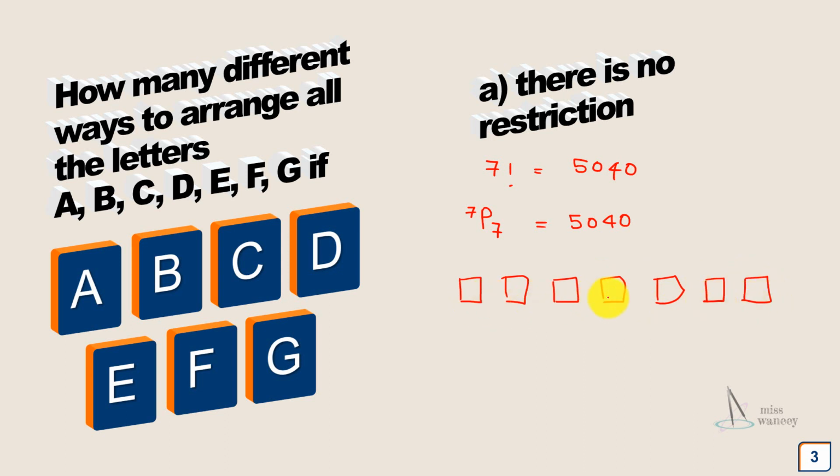So 1, 2, 3, 4, 5, 6, 7. Okay, so over here we have 7 choices, then 6, 5, 4, 3, 2, 1. So it will be 7 times 6 times 5 times 4 times 3 times 2 times 1, which is simply equal to 5040 ways.